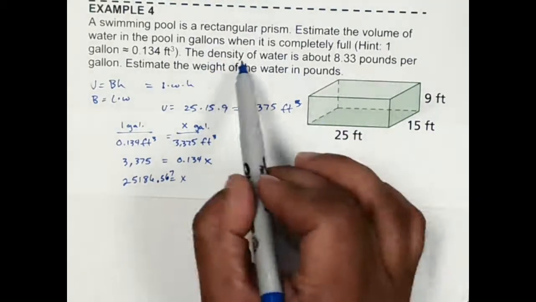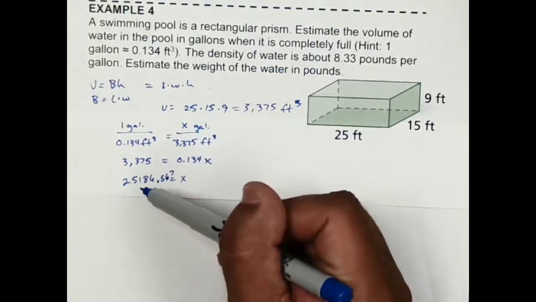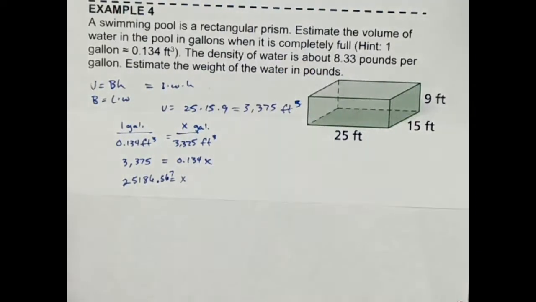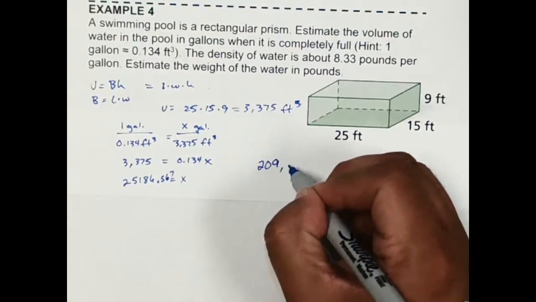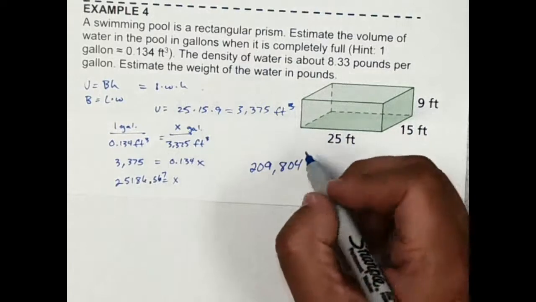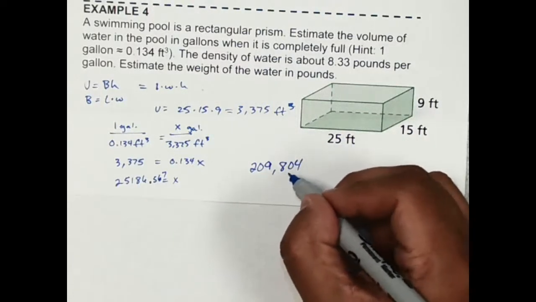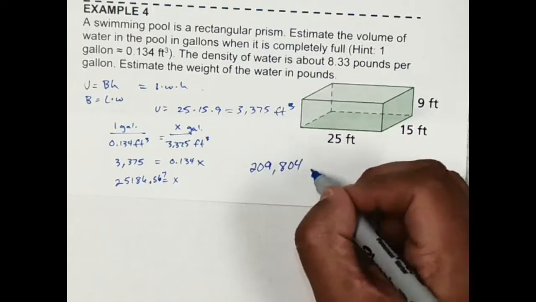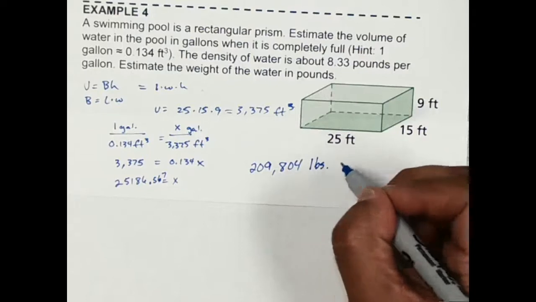And then the density of water is about 8.33 pounds per gallon. So this is how many gallons it would be. That's 25,186 gallons. So I'm going to take that times 8.33, and we get that this would be 209,804. Estimate the weight. Let's go ahead and go to the nearest pound. 209,804 pounds of water is what that would be.